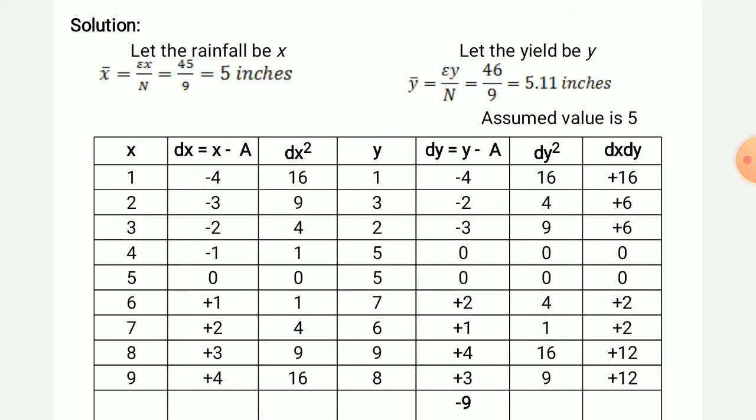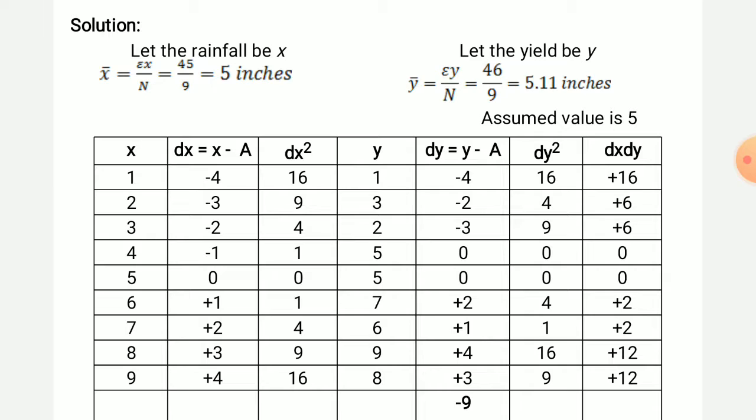1 minus 5 minus 4, 2 minus 5 minus 3, 3 minus 5 minus 2, 4 minus 5 minus 1, 5 minus 5 0, 6 minus 5 plus 1, 7 minus 5 plus 2, 8 minus 5 plus 3, and 9 minus 5 plus 4.